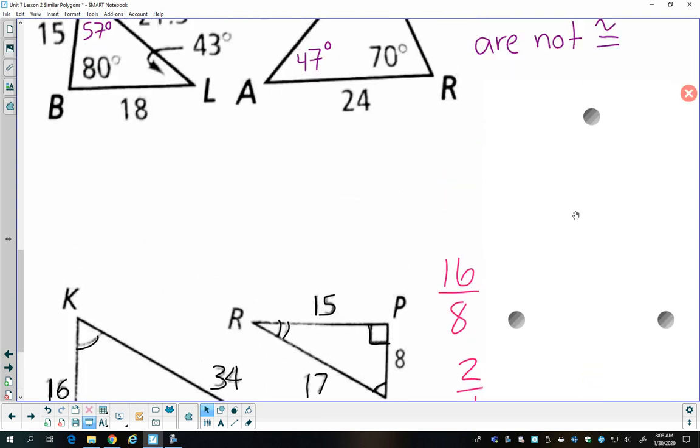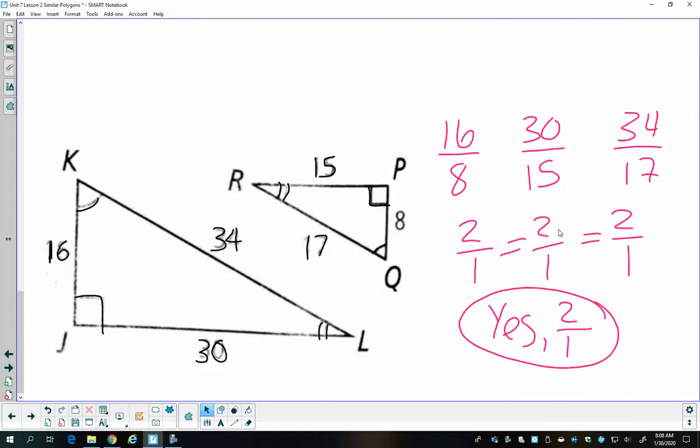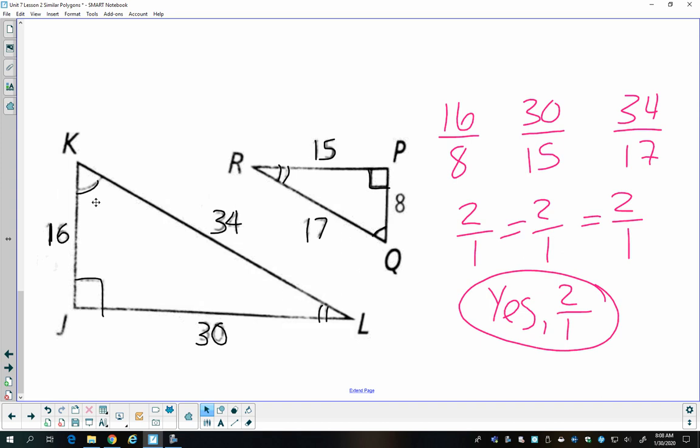And since I'm giving away the answer again, we'll go over this last one together. I have to examine the angles before I can do this work over here. I have a right angle in each, I have a 1 arc angle in each, and I have a 2 arc angle in each. And so all my corresponding angles are congruent. And then I match up small side with small side, middle side with middle side, large side with large side, so hypotenuse with hypotenuse.